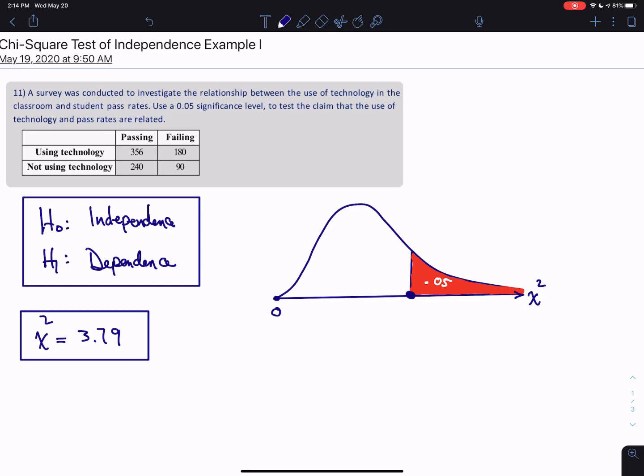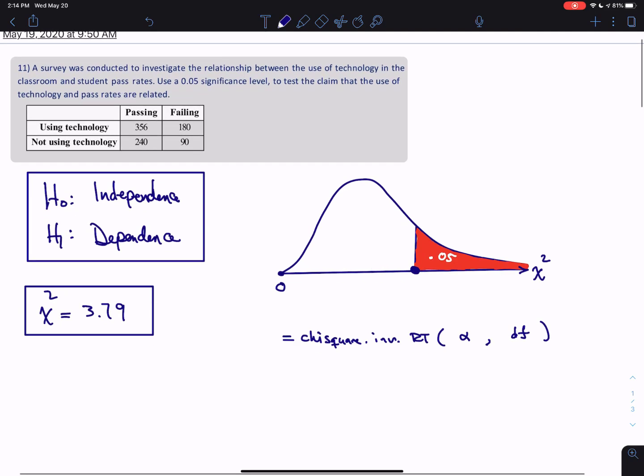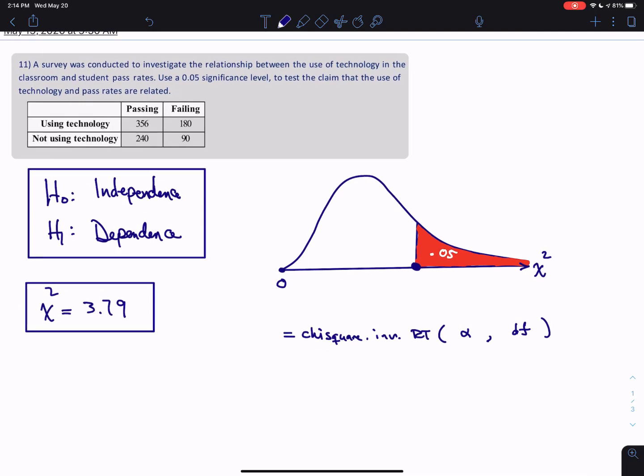We're going to do the chi-square dot inverse dot right tail, and then you're going to put alpha and the degrees of freedom. Now remember that alpha here, and also for the test of goodness of fit, is always what alpha is. You never have to touch it. You never have to divide it by 2. You never have to do anything to it. So whatever the problem tells you, that's what you put in a formula here, which is 0.05, or the command.